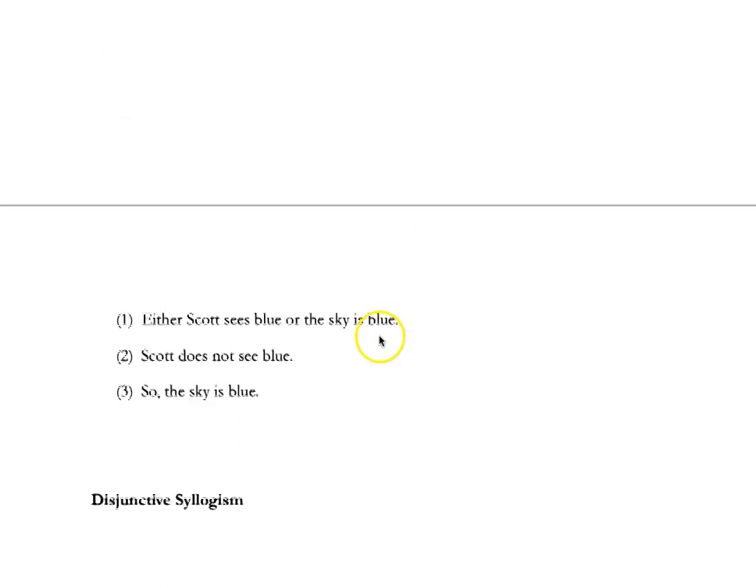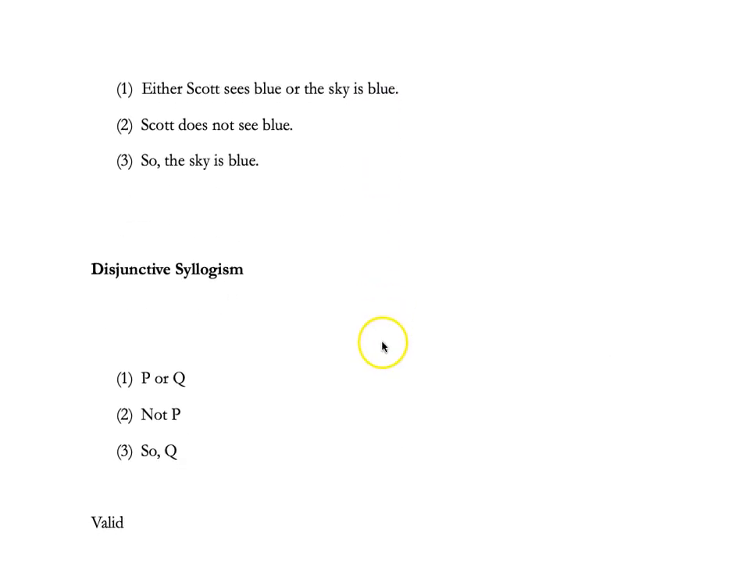Now let's look at a valid argument that does have "or" in it. Either Scott sees blue or the sky is blue. Scott does not see blue, or it's not the case that Scott sees blue, so the sky is blue. And we perform our method and find the form of the argument. Our two basic statements are Scott sees blue and the sky is blue. Our operators are "or" and "not".